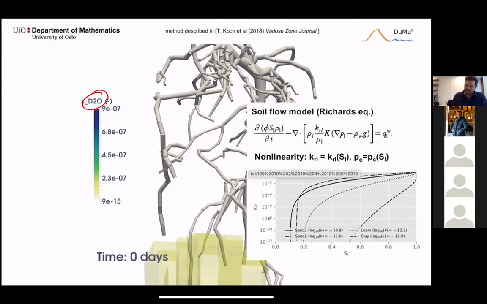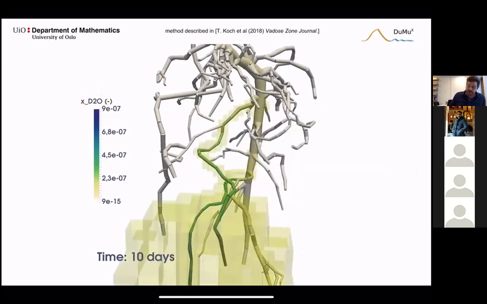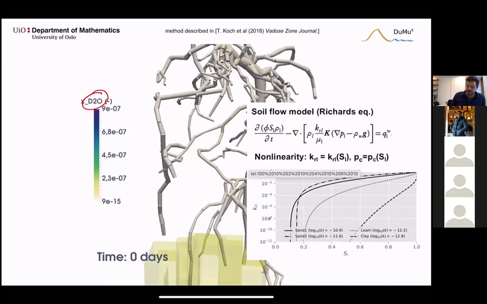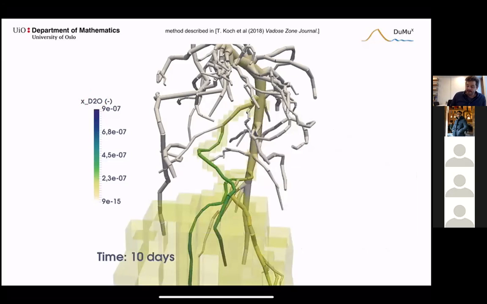What we do here is we solve soil flow using Richards' equation, and then we do one bundle of tubes model in the 1D domain. We use the coupling concept described before. And then we can actually simulate how a tracer that is initially somewhere in the bottom of the domain now gets taken up by the root.